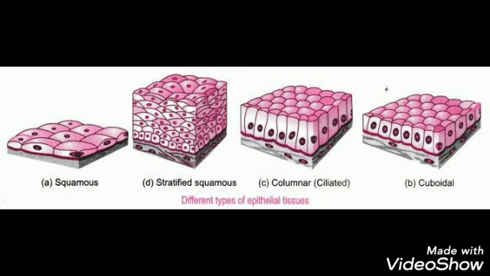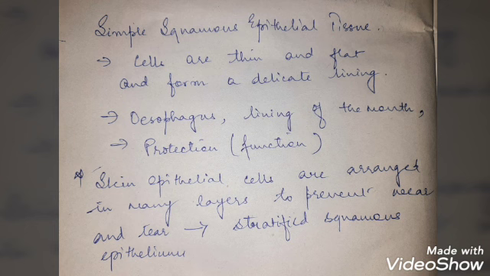There are four basic types: squamous, stratified squamous, columnar and cuboidal. Columnar and cuboidal have got their names because of the shape of the cells. So let's start with the first type, which is squamous epithelial tissue. Cells are thin and flat and form a delicate lining. They are very delicate and so they are found in delicate places like the esophagus and the lining of the stomach, and their main function is protection.